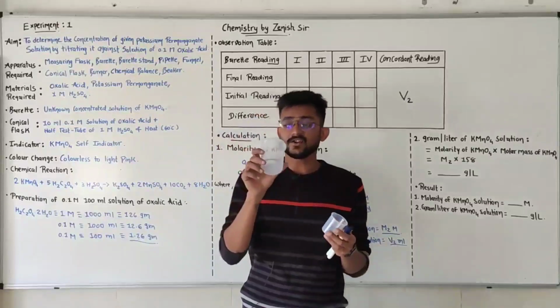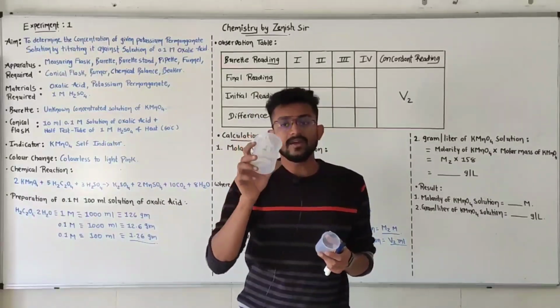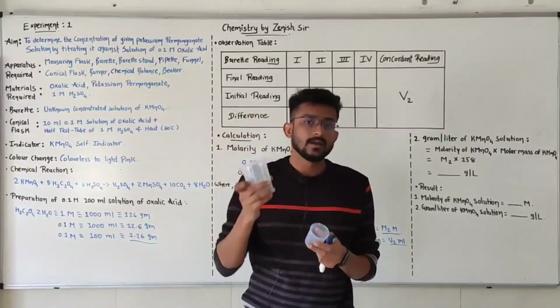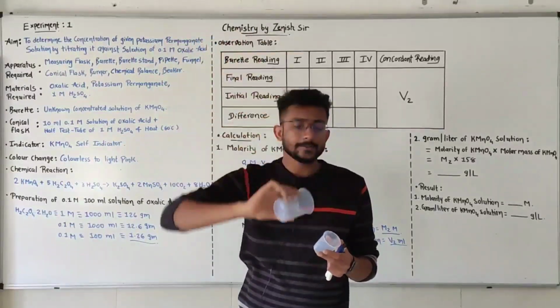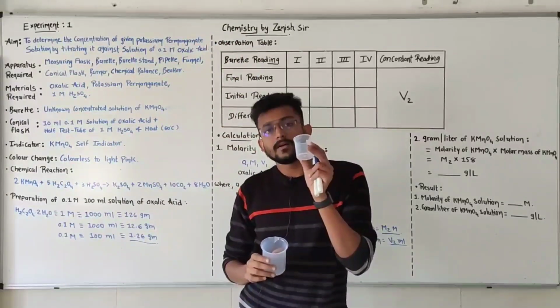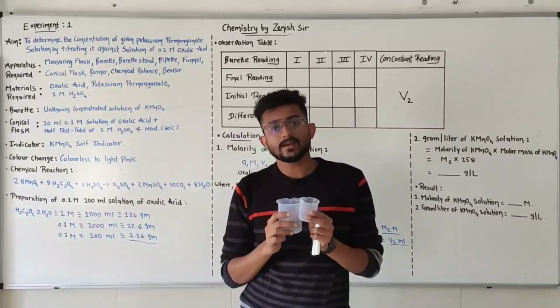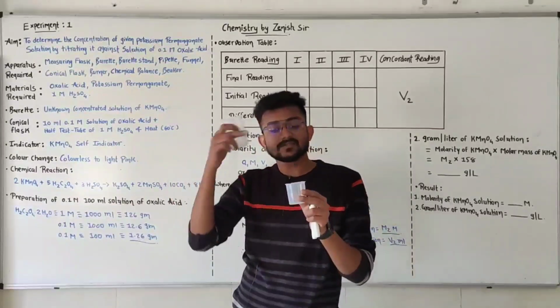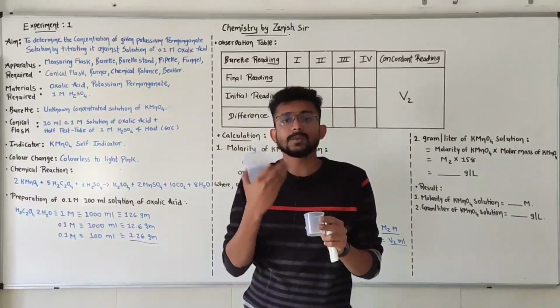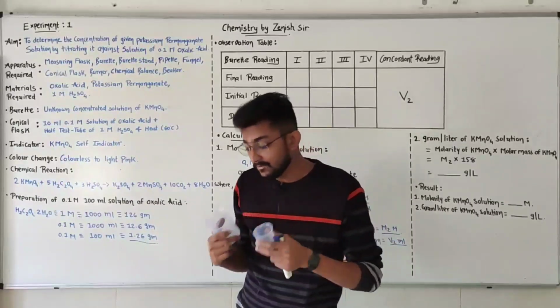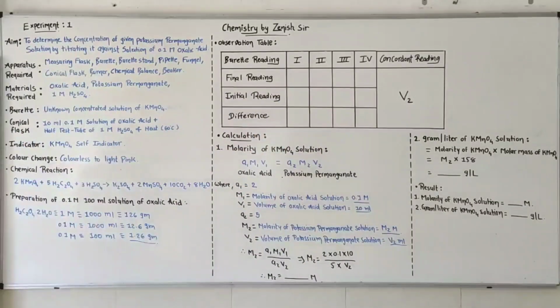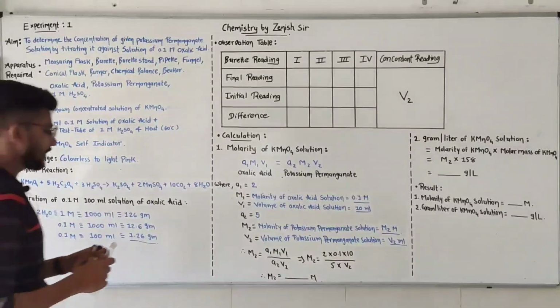You can see that this is your beaker where KMnO4 solution will be there and we will transfer it into the burette, and this is your small beaker where we will make solution of oxalic acid and transfer it into this beaker so that we can use pipette easily. Now in which apparatus we are going to calculate concentration of oxalic acid?